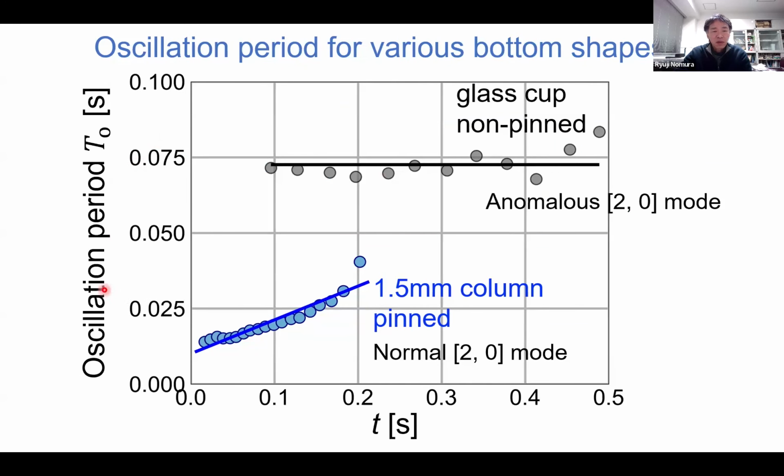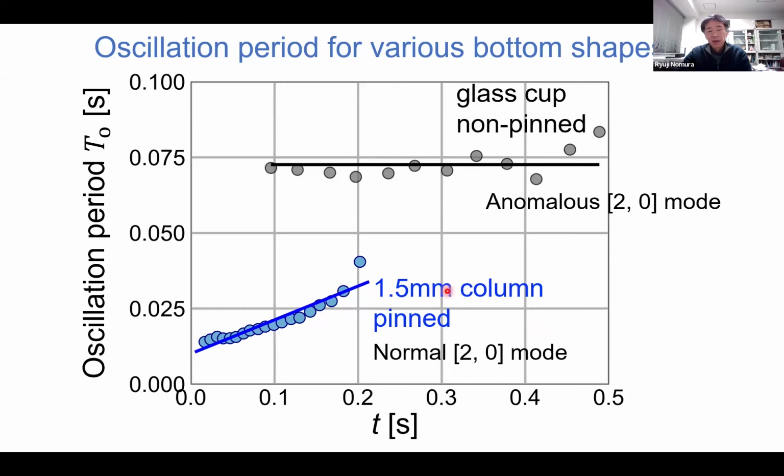I show the oscillation period tau for the non-pinned case and pinned case as a function of time. For the glass cup without a column, the oscillation period is time independent. So it's oscillating in a constant period, and I call this anomalous 2-0 mode.